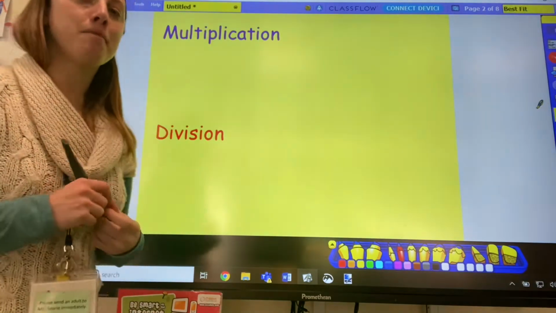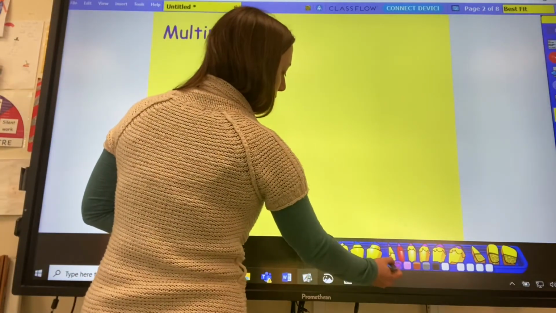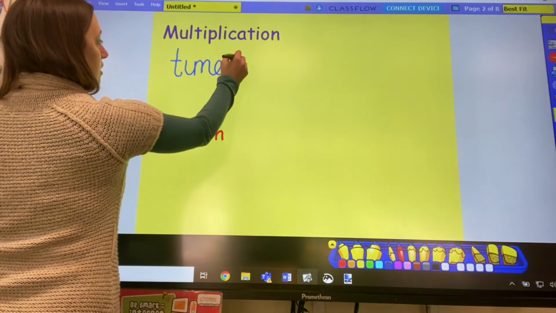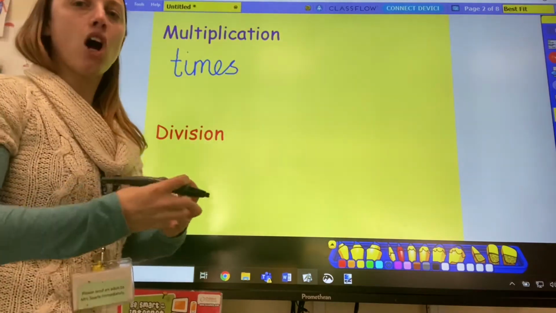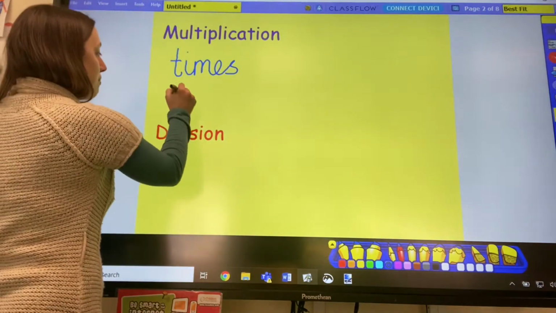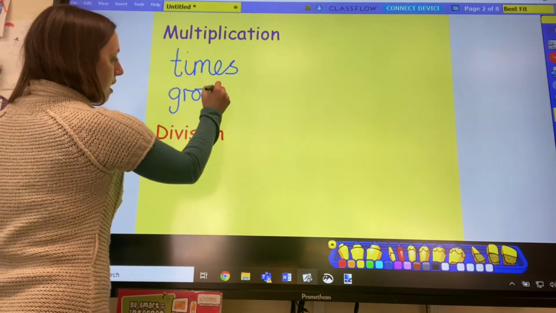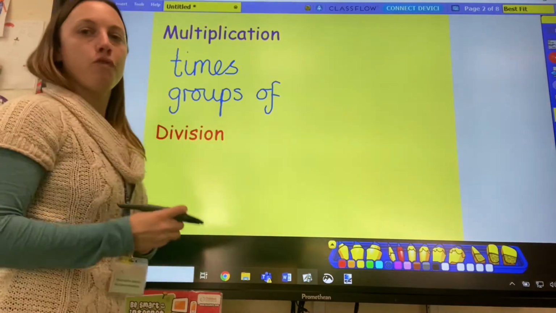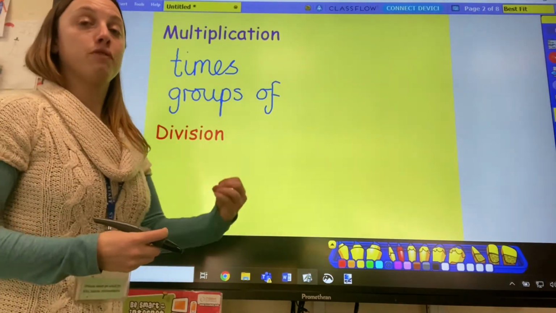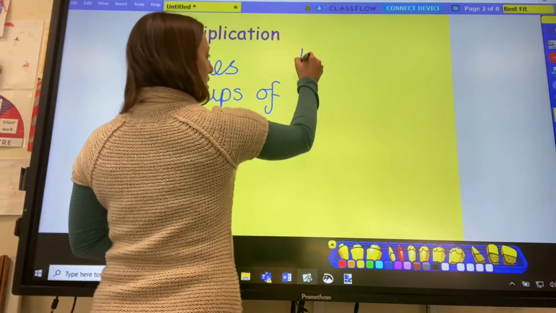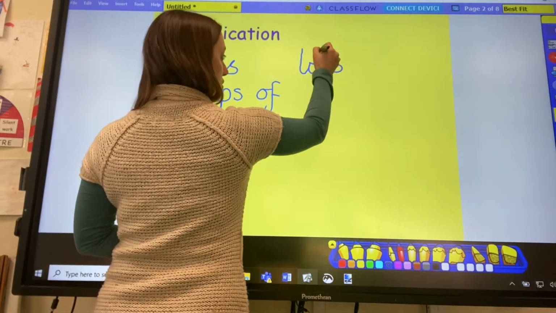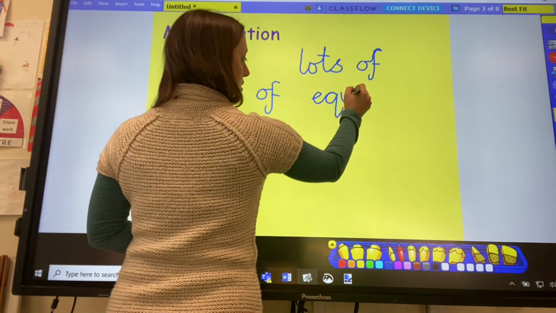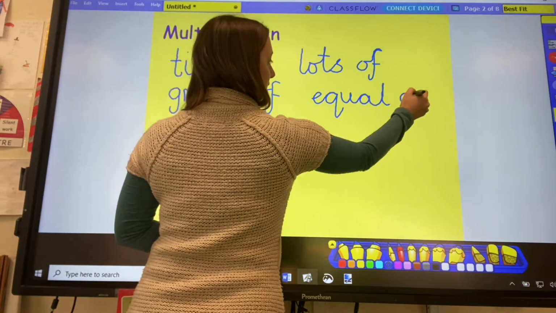Okay, I wonder what you came up with. So, we may have come up with times. Okay, so many times a particular amount. We could think about the words groups of. 3 groups of 4. There could be 3 groups, each with 4 in it. We could also think of the word lots, which might mean similar to groups, lots of. But all the way along, we're thinking about equal groups. When we're multiplying, it's always equal groups.